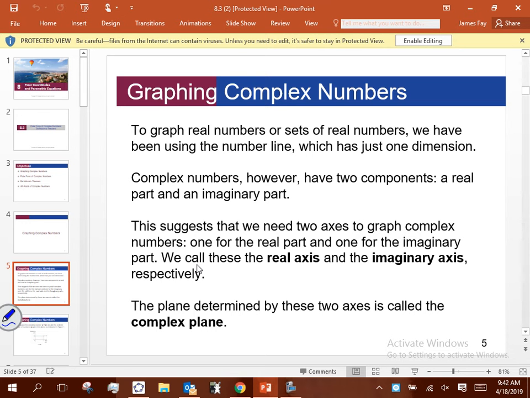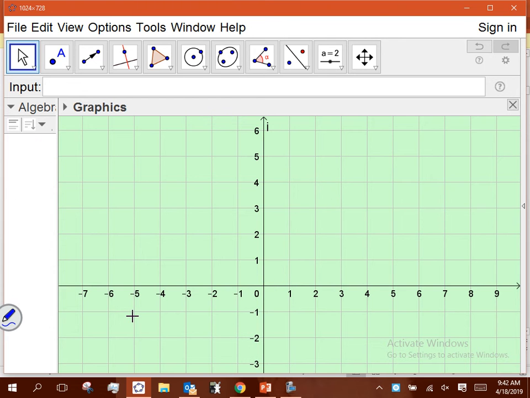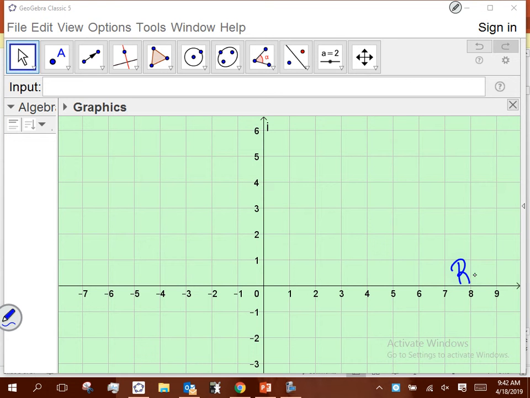But complex numbers, however, have two components: a real part and an imaginary part. This suggests that we need two axes when we want to graph a complex number. So what we end up with is a real axis and an imaginary axis, and that determines what we call the complex plane. Here's a picture of what the real axis and the imaginary axis look like.